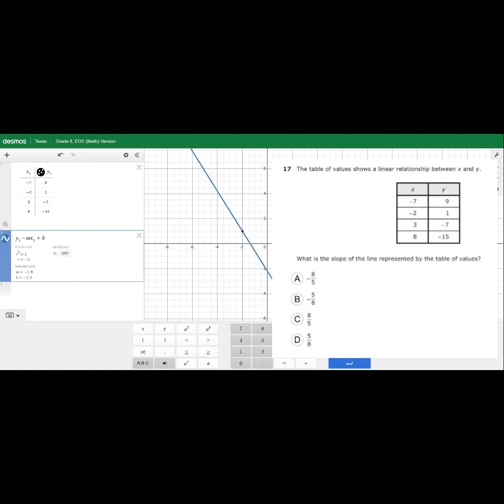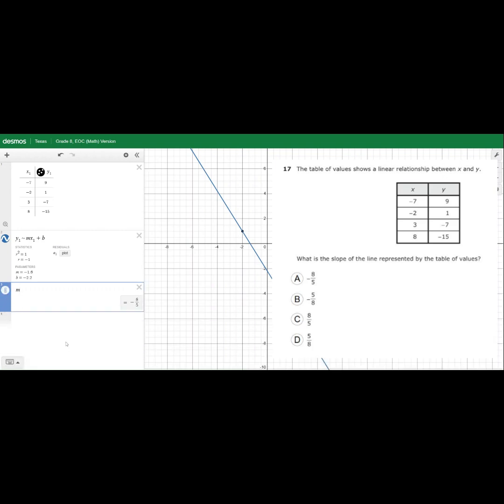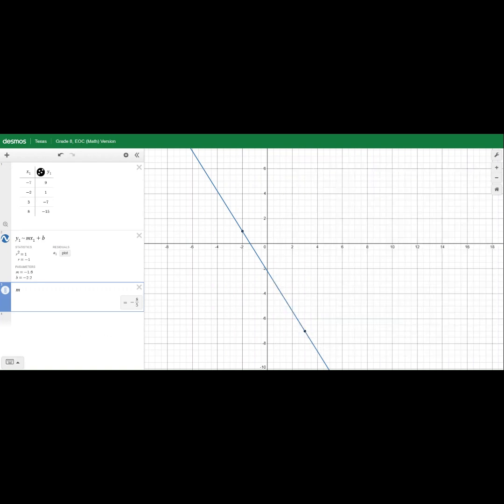So now they're looking for the slope. My slope is m, so I'm going to type m. It says -1.6. To convert this to a fraction, I'm going to click this. So this is -8/5. So it's letter A. All right, the next question is going to be question number 18.